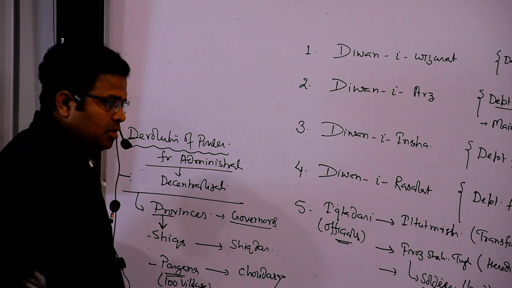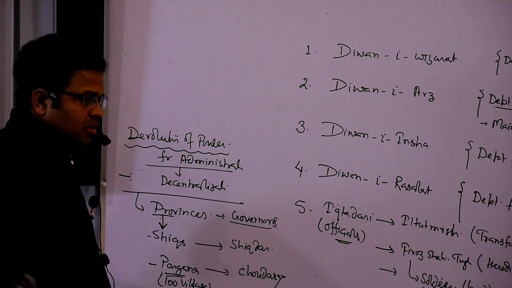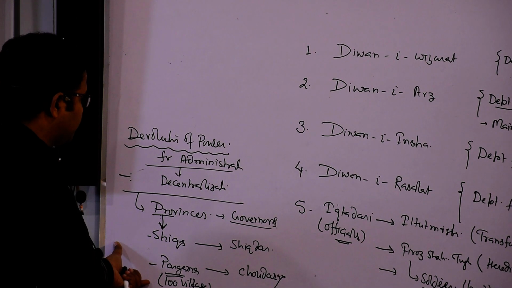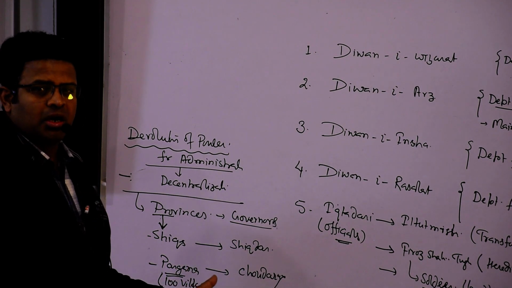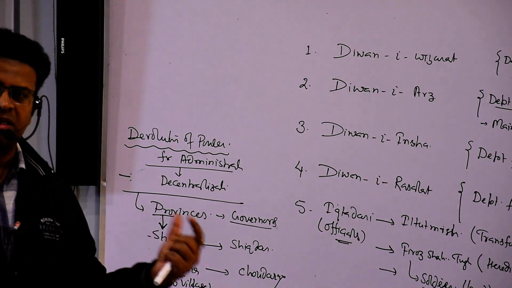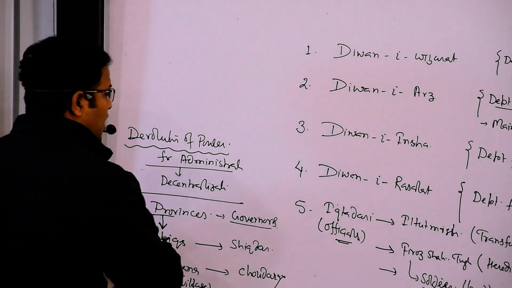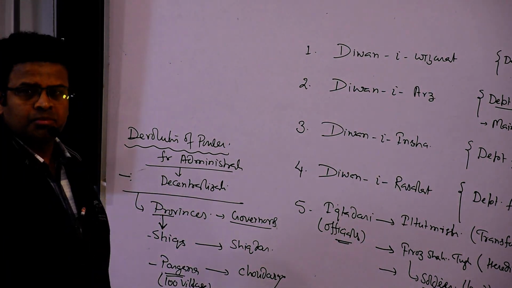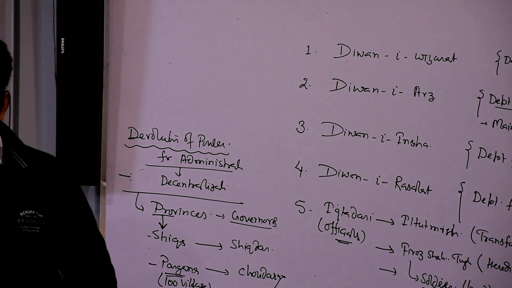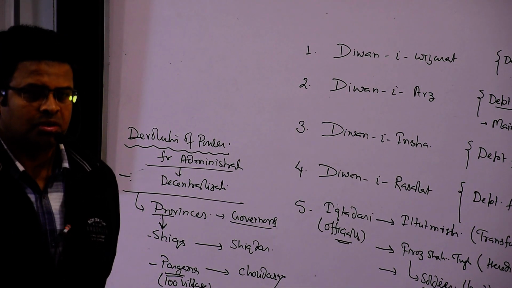Under this commissioner, it comes, you can say, roughly 100 villages. That is the Pargana, and you will see it even today. This structure continued in the Mughals also. In the Mughal period, Shiq changed and became Sarkar, simple. What did it become? Sarkar. Only these things were changed during the Mughal period.